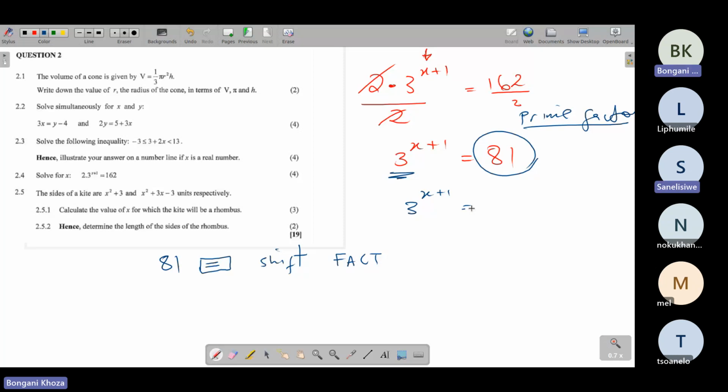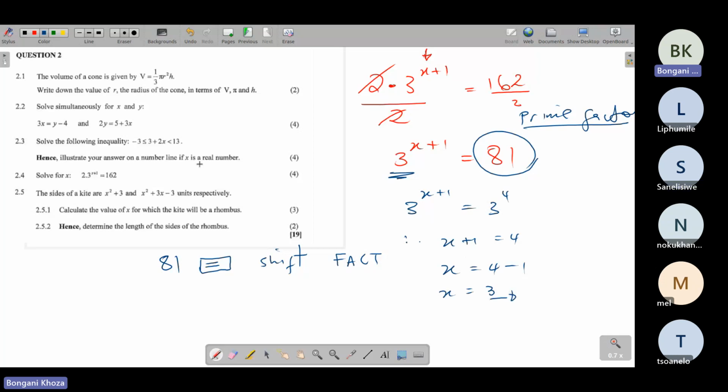Now that I have the same bases, I can drop my exponents. I can say therefore, x plus 1 equals 4. So first, I made sure that these bases were the same, and then I equated the exponents. Then from here, x equals 4 minus 1. That means my x value is equal to 3.